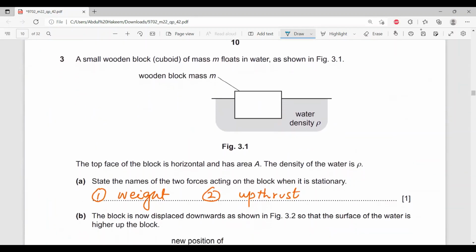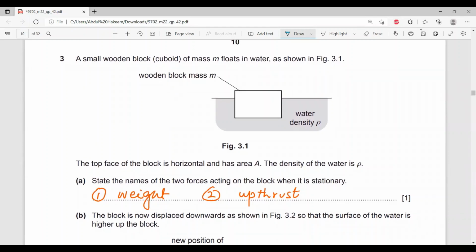Next, question number 3 is, a small wooden block of mass m floats in the water. Wooden block mass m, this block is not completely dipped in the water. The top face of the block is horizontal and has the area A. The density of the water is rho. State the names of the two forces acting on the block. One is the weight and the other is the upthrust of the displaced liquid.